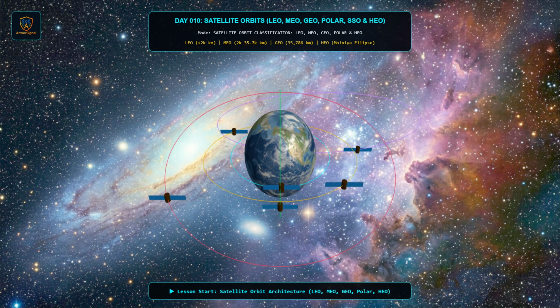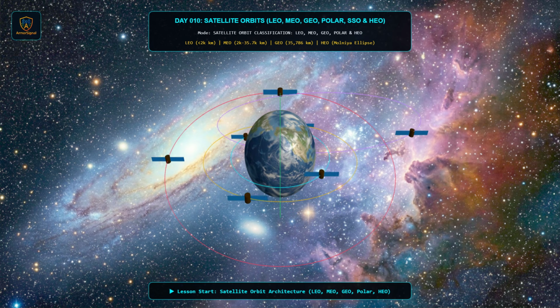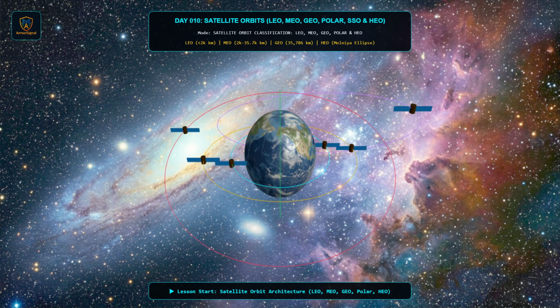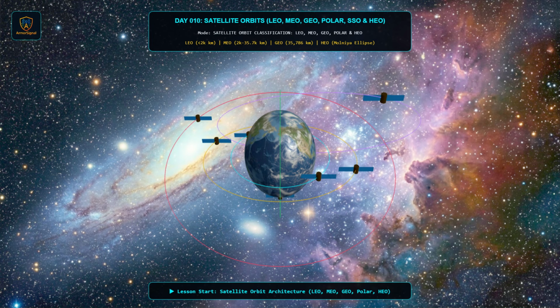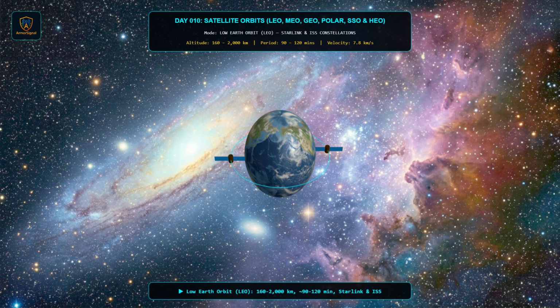Today, we explore the complete architecture of satellite orbits: low Earth orbit (LEO), medium Earth orbit (MEO), geostationary orbit (GEO), polar orbits, sun-synchronous orbits (SSO), and highly elliptical orbits (HEO). Orbit classification is governed by two fundamental parameters, altitude above Earth's surface and orbital inclination angle.